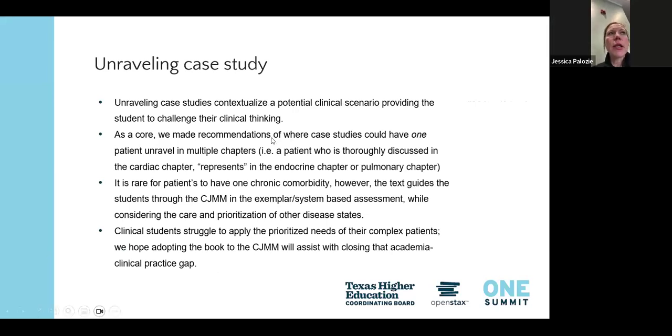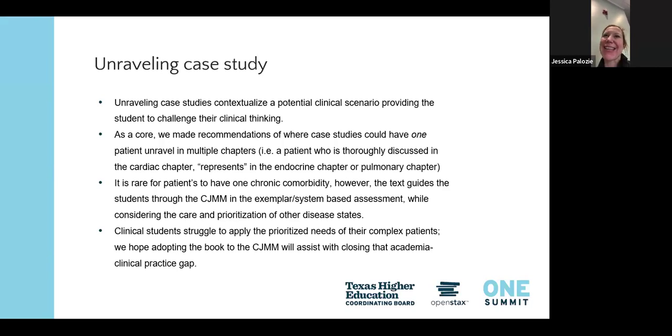So, in unraveling case studies, we were trying to think of how to fit a case study that's not siloed in each chapter. So, we're trying to contextualize a potential clinical scenario the student may encounter in their clinical experiences. And you want to paint that picture for the students, so when they go into clinical, they can bridge those concepts. So the recommendations of where these case studies could be unraveled in multiple chapters. So for example, we had a gentleman, I can't remember his name, 70-year-old gentleman who was a smoker.